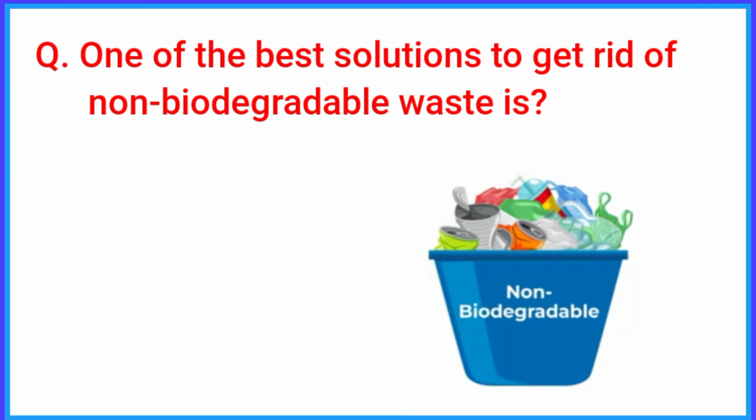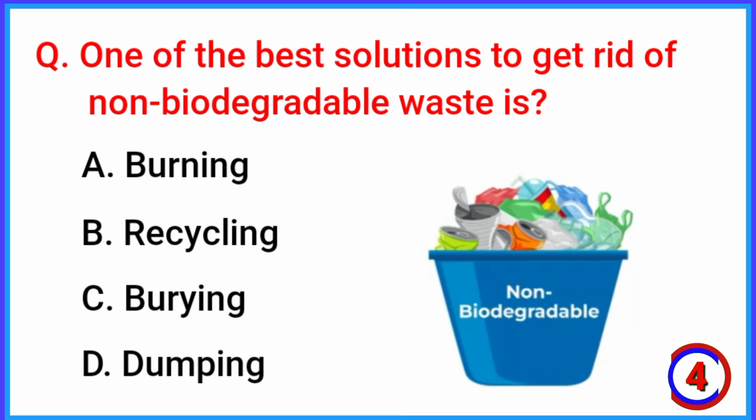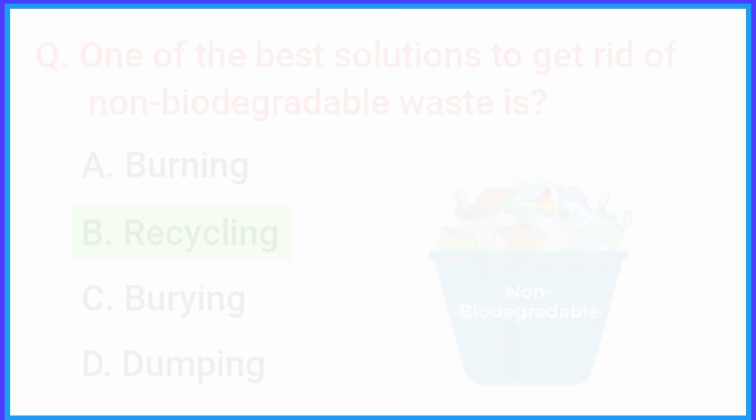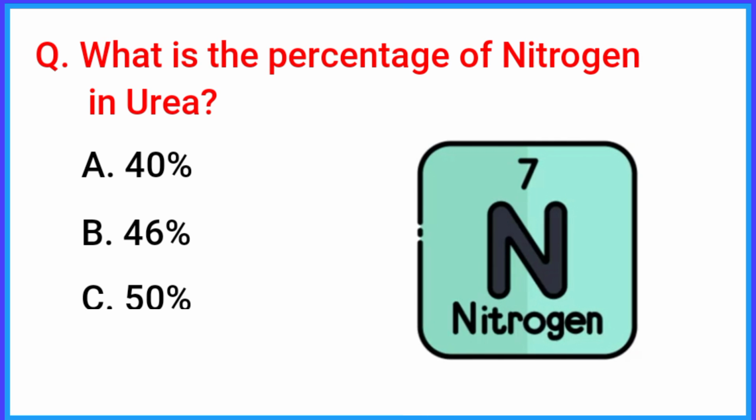One of the best solutions to get rid of non-biodegradable waste is? The correct answer is option B, recycling. What is the percentage of nitrogen in urea? The correct answer is option B, 46%.